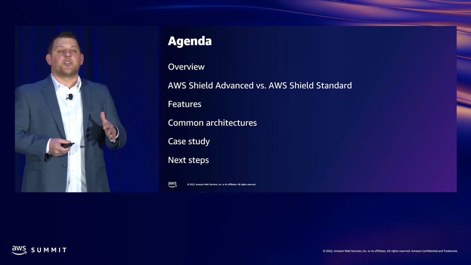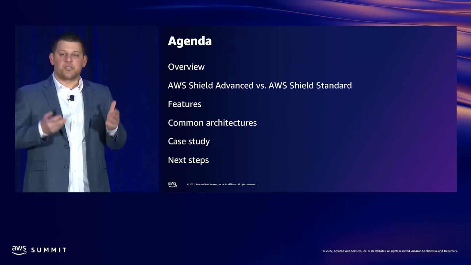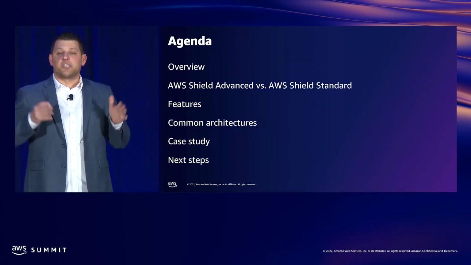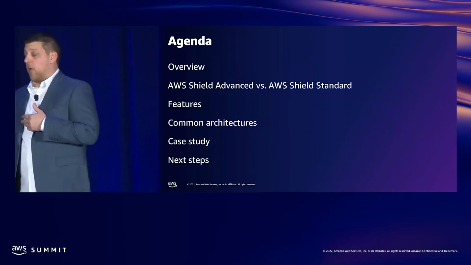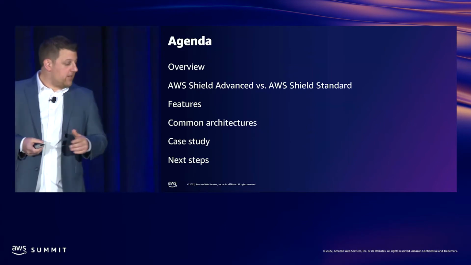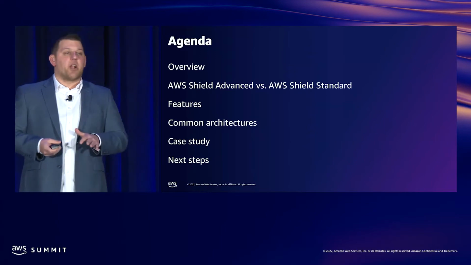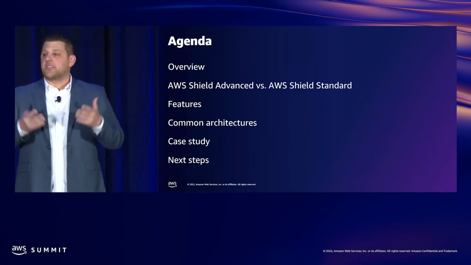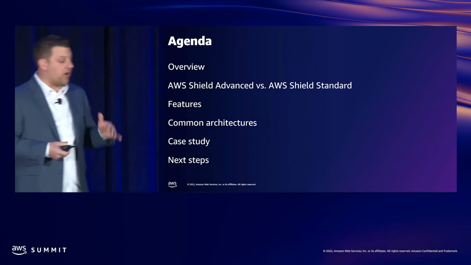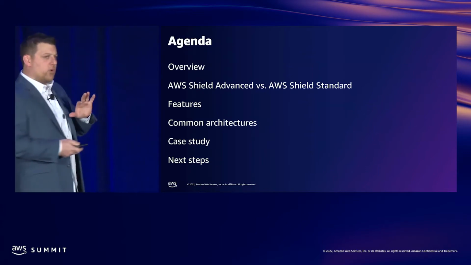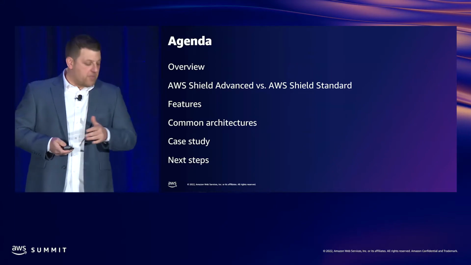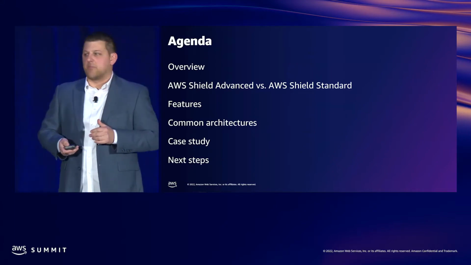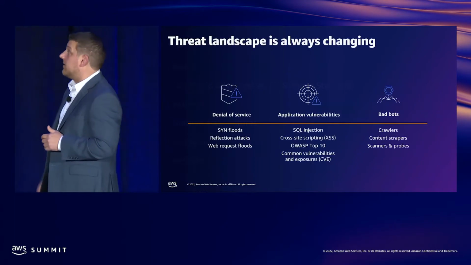And then we'll go into some features, and we'll really talk about the features that we have for Shield Advanced that really sets Shield Advanced apart from Shield Standard. We'll then go into some common architectures. We'll talk about how you can implement Shield Advanced into potentially the architectures you're already using today. We'll round it out with a case study, and then we'll talk about just some quick next steps. So let's go ahead and jump in.